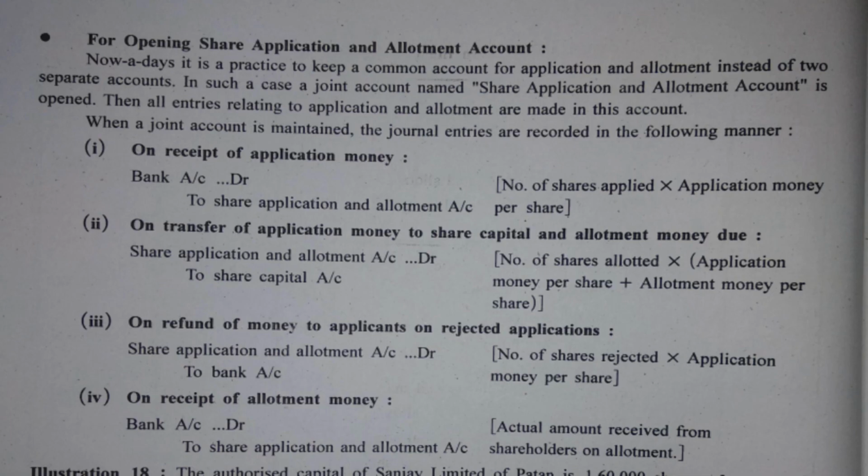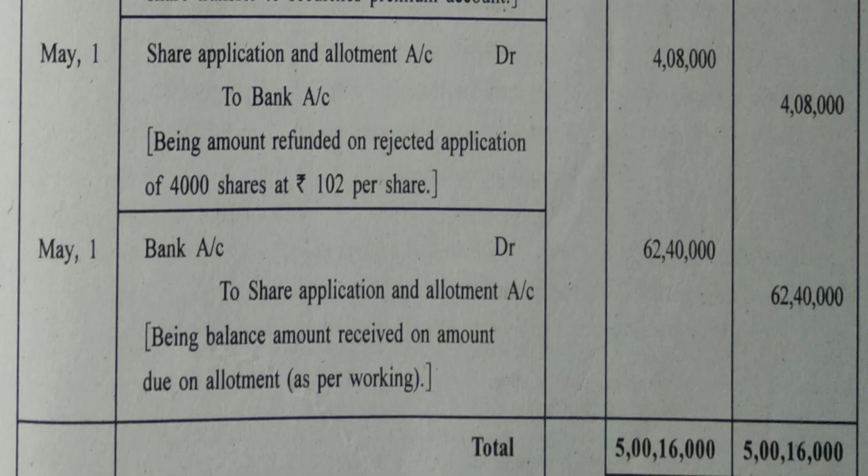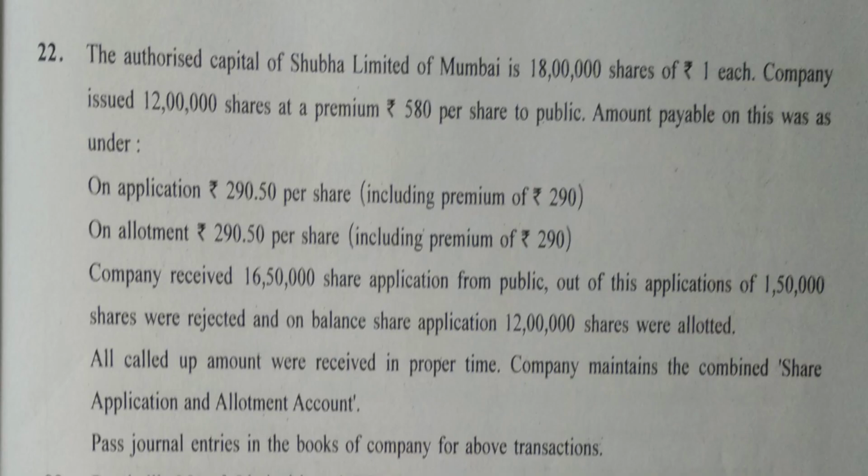Again, the third journal entry is about rejection of shares. The company was supposed to reject the excess share applications, which is 4,50,000, but the company has rejected only 1,50,000 shares. Here it is. So 1,50,000 into 290.5, the amount that was received with application.